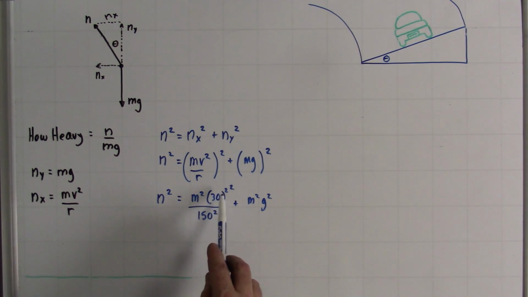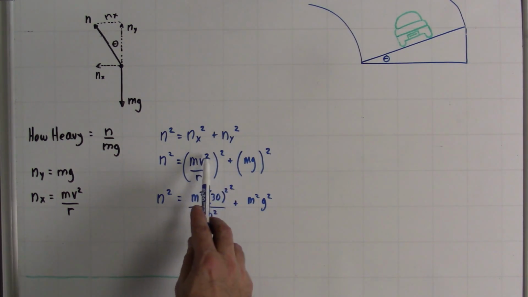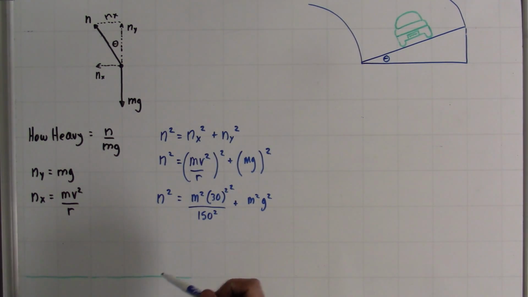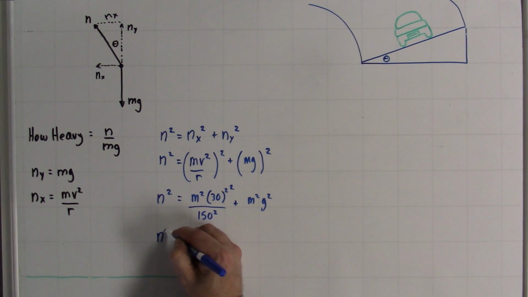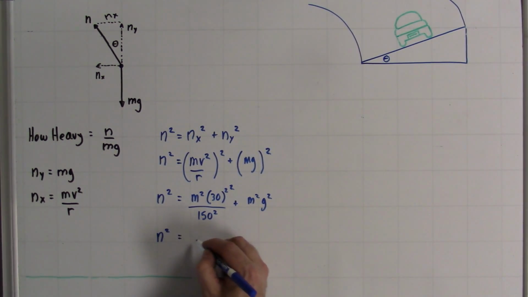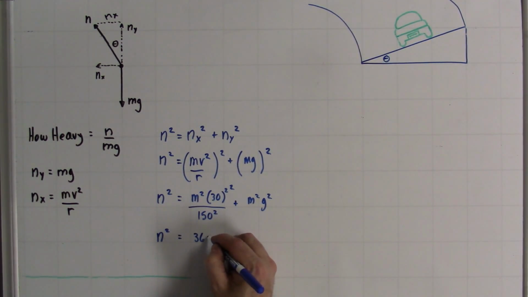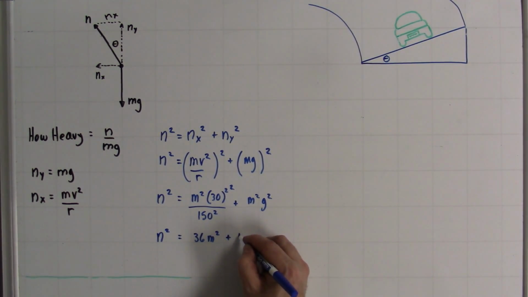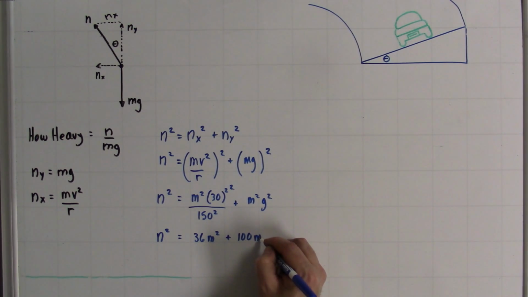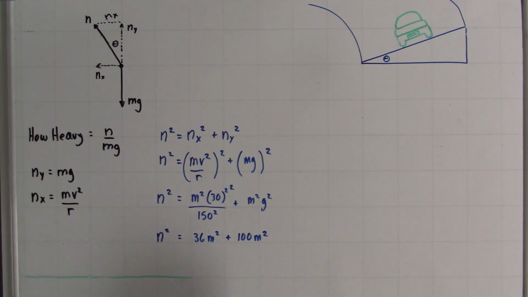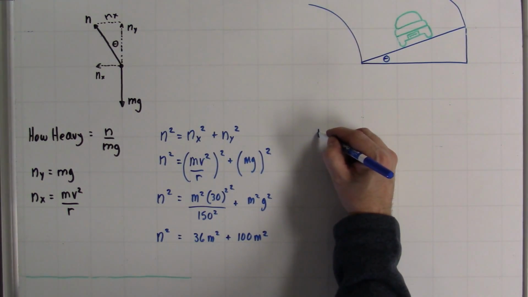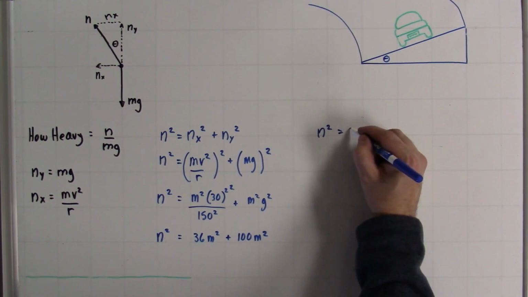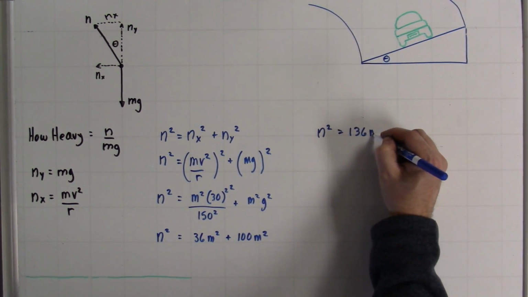As you plug and chug, this is 30 squared, and then you have to square it again because it was mv squared squared, and then you divide here. And what I end up with is this statement here, where this whole thing turns out to be 36 m squared plus 100 m squared. And so according to this, n squared is equal to 136 m squared.